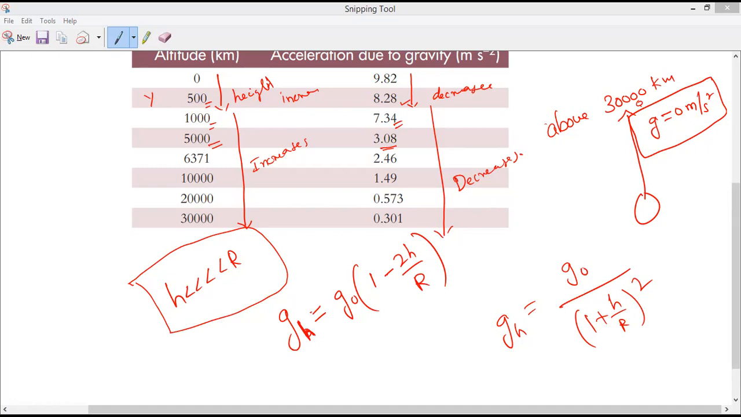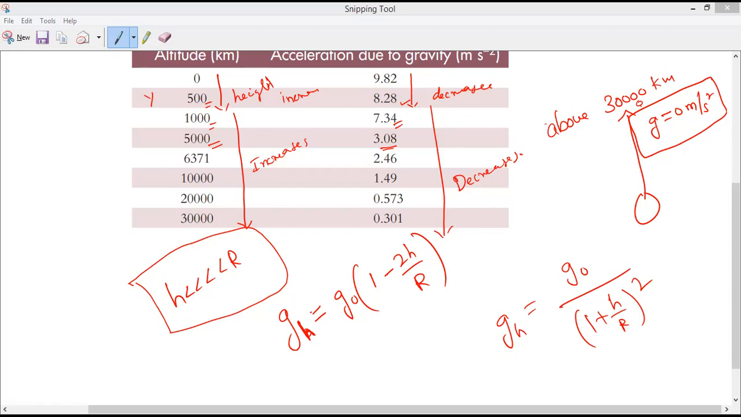Please remember, I am using rho. Now, I want mass. What is the mass formula? Density into volume. Now, Earth we consider as a spherical object. What is the volume of a sphere? So mass of the Earth is equal to density of the Earth into the volume of the sphere.